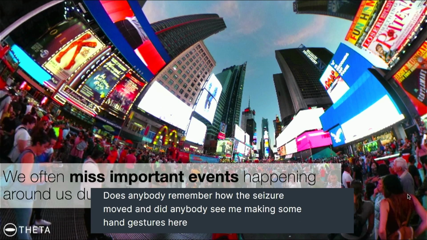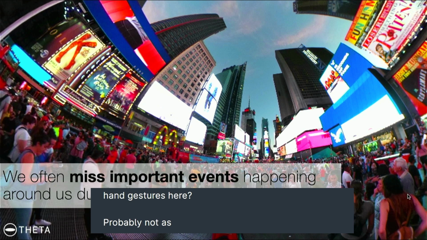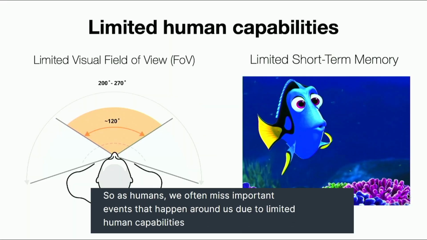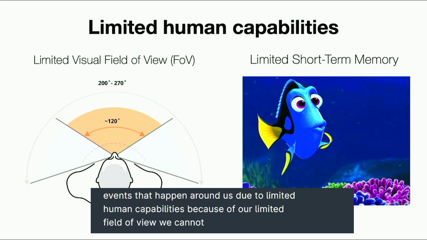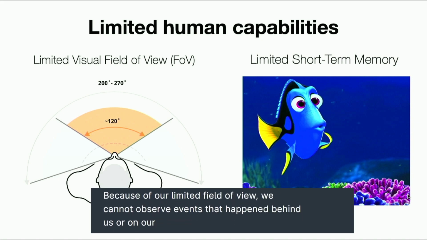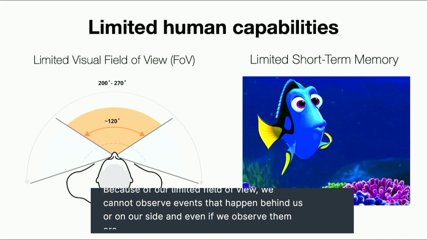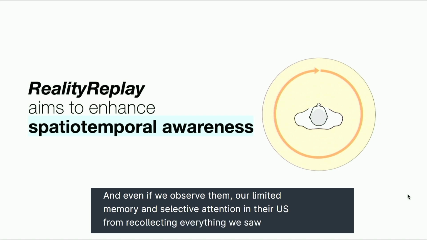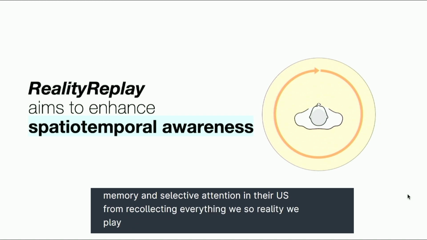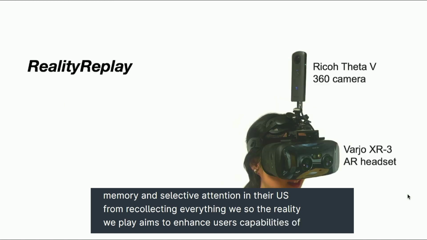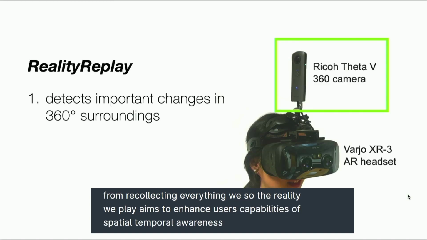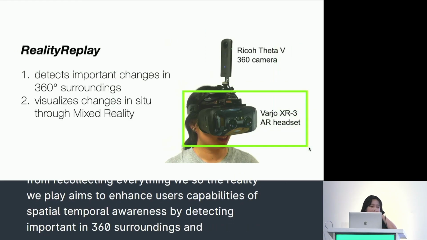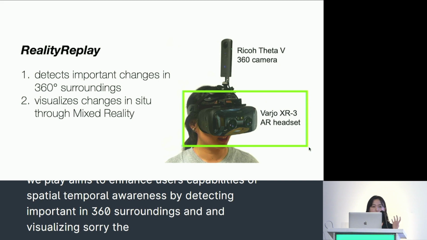Probably not. So as humans, we often miss important events that happen around us due to limited human capabilities. Because of our limited field of view, we cannot observe events that happen behind us or on our sides. And even if we observe them, our limited memory and selective attention hinder us from recollecting everything we saw. So RealityReplay aims to enhance users' capabilities of spatiotemporal awareness by detecting important changes in 360 surroundings and visualizing the changes in situ through a head-worn mixed reality headset.